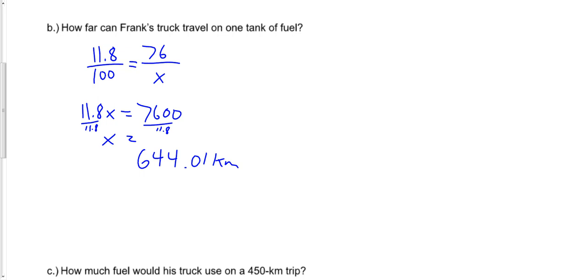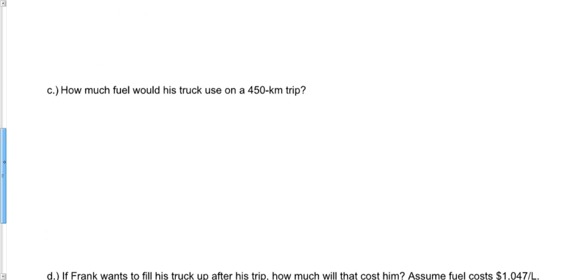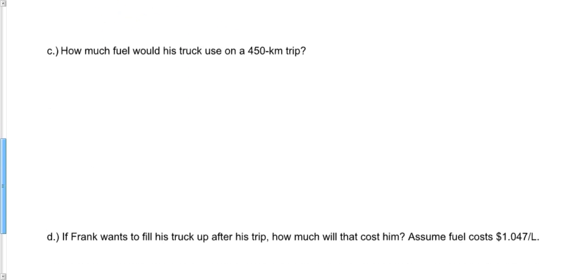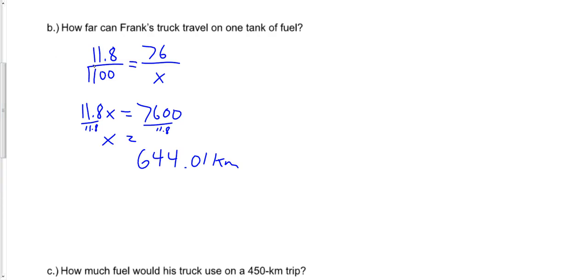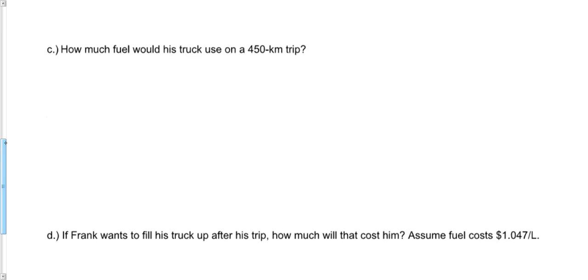Okay, so let's go back and try a second example. How much fuel would his truck use on a 450 kilometer trip? Well, same idea. We've got a ratio. We know that he gets 11.8 liters per 100 kilometers. In this case, we want to know how many liters he uses for 450 kilometers. So again, we're going to cross multiply.